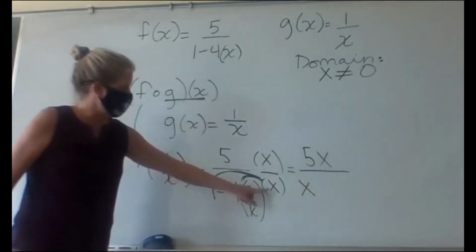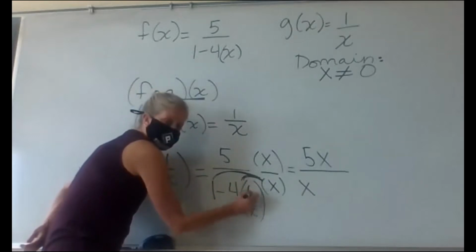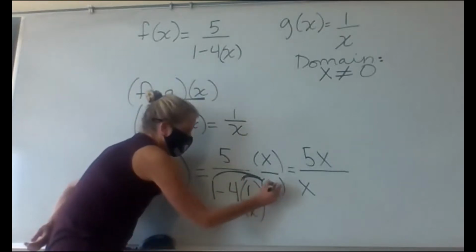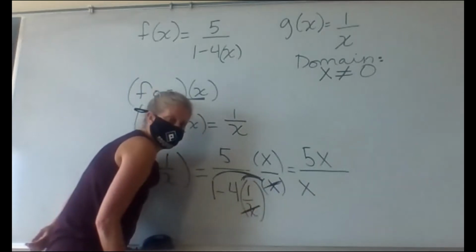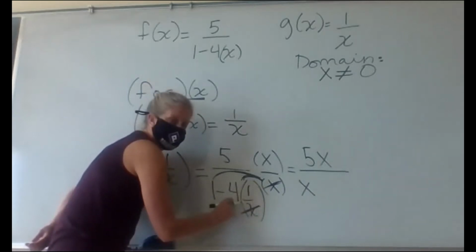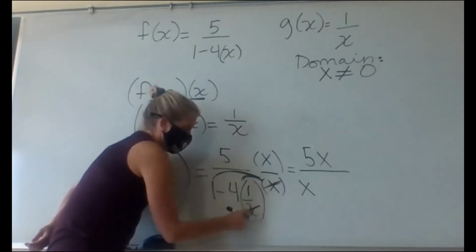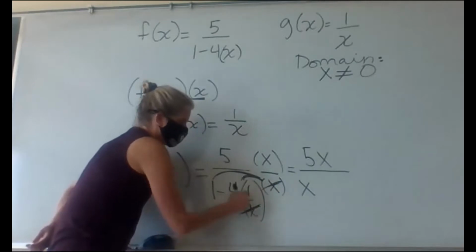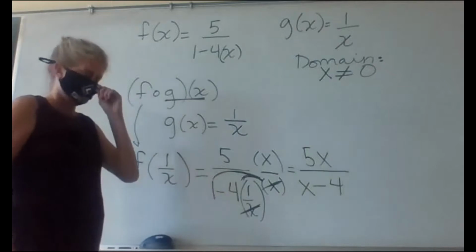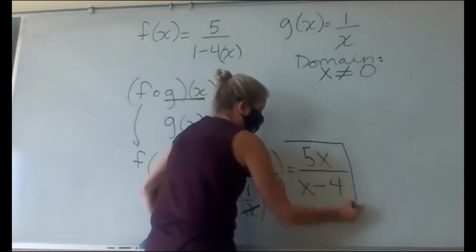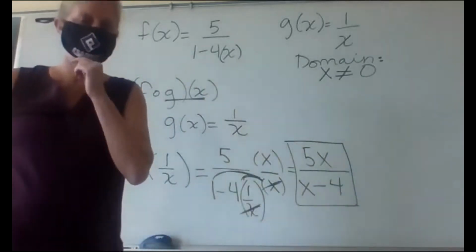But look what happens here. If I multiply x times all of this, what's really happening is this x cancels that one. And I'm really just left with 4 times 1. So that's why you use the x. X over x cancels. 4 times 1, so minus 4. So there's the answer to your composition: 5x over x minus 4.